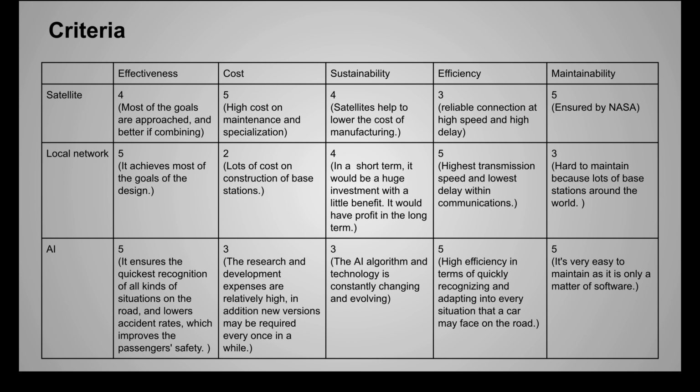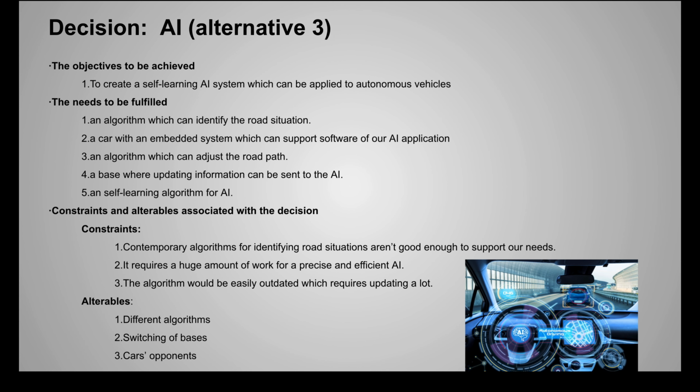This is the criteria table for our 3 alternatives. We can see that in general they're all pretty high. We are rating from 0 to 5, with 5 being the highest score and 0 being the lowest score. So we can see that in terms of cost, local network has the lowest score of 2 because we have to build a lot of base stations, and those could be pretty costly. And as we can see, in general, AI has the highest average score out of the 3. So because AI has the highest score out of the 3, we choose AI as our ultimate decision.